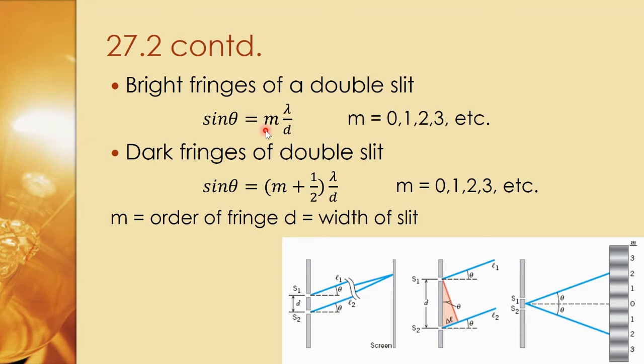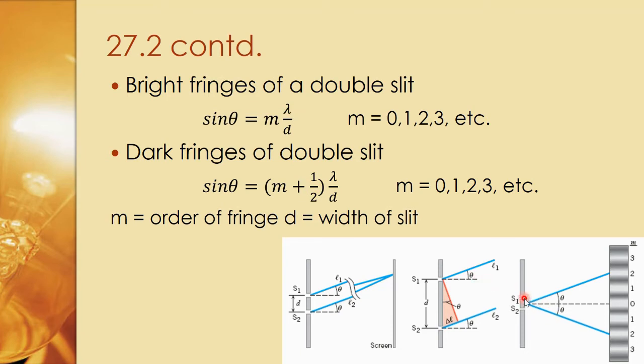So M is called the order of your fringe. This diagram is very useful because that center bright fringe we say has an order of M equals 0. And then you can see that the bright fringes are numbered from there. So if you wanted to solve for that bright center fringe, M would actually be 0. Lambda is obviously your wavelength, and then D is the width of the actual slit.